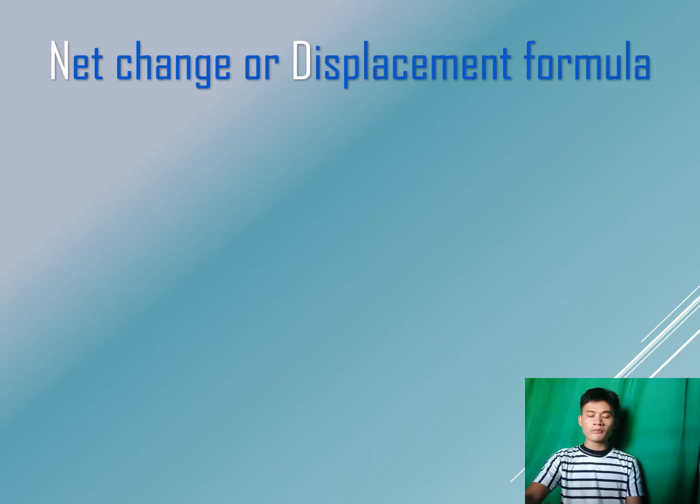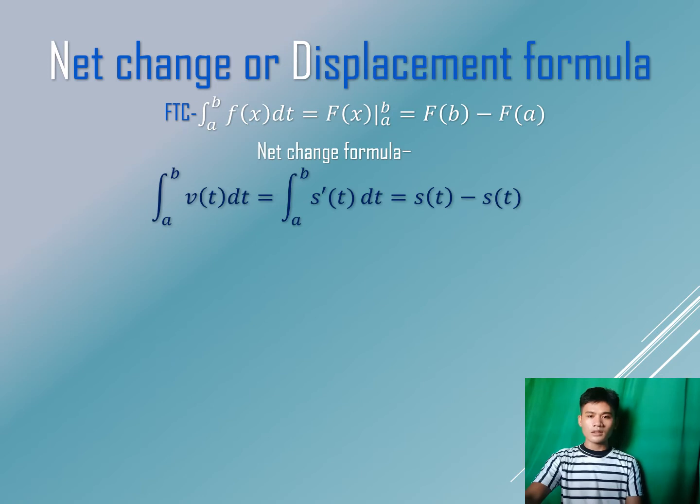So this would be the formula we should be familiar with, the net change or displacement formula. We have the FTC, or the fundamental theorem of calculus: the integral of the function f of x dx evaluated from a to b is equal to F of x evaluated from a to b, which is equal to F of b minus F of a. This is the formula we should consider in solving the net change or the displacement of a moving body.